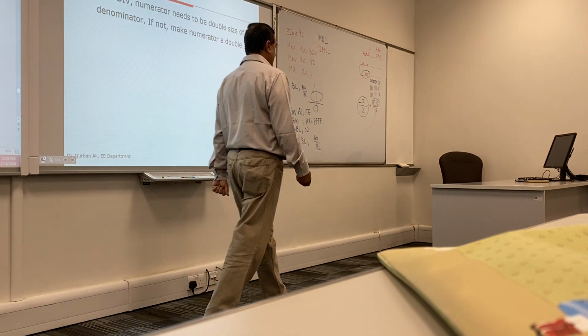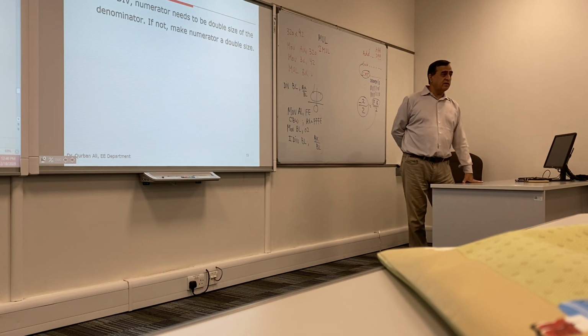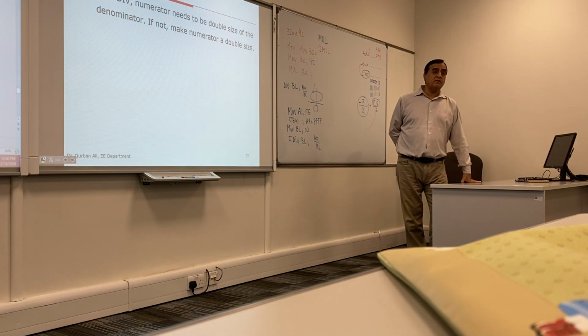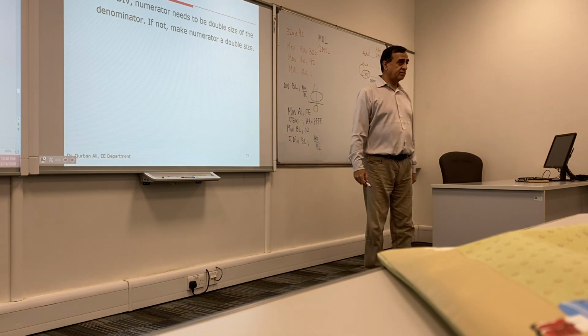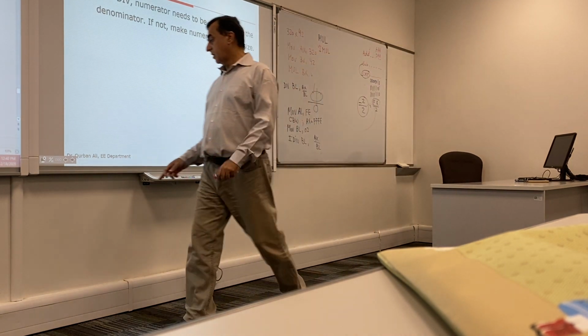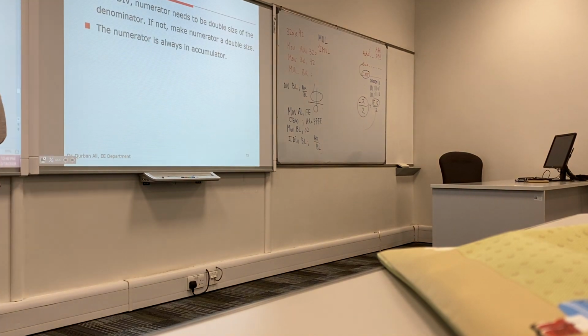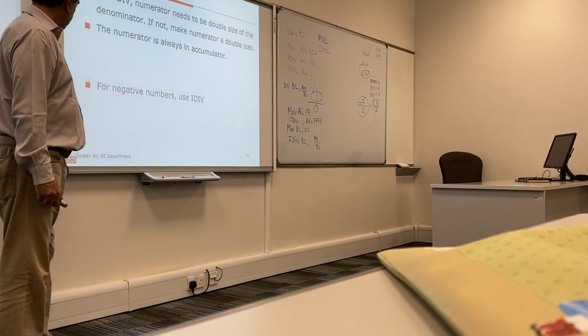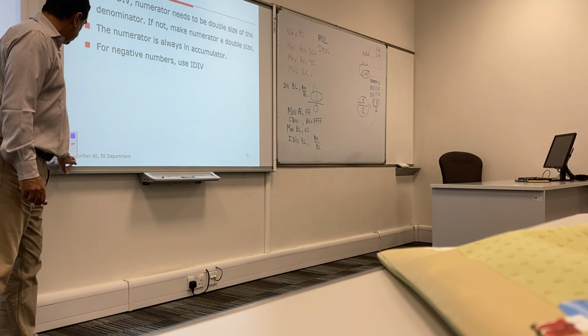Summary. Number 1. In division, right? The numerator has to be the double size. If not, make the numerator the double size. Okay? Another one. The numerator is always in the accumulator. For negative numbers, use idiv.